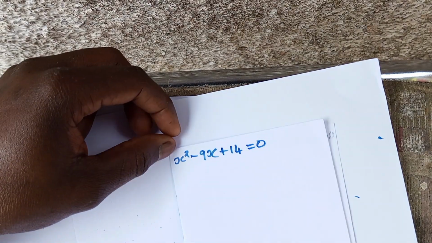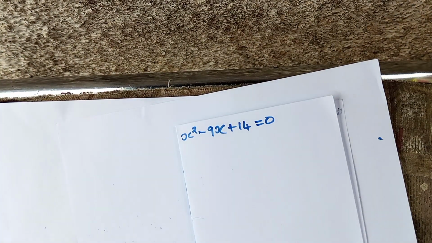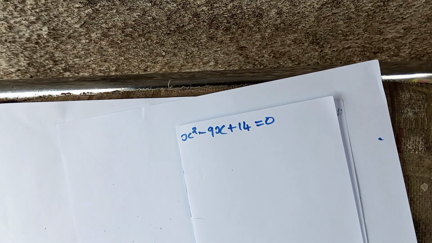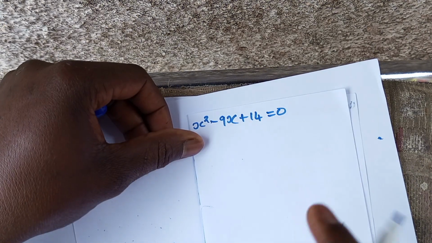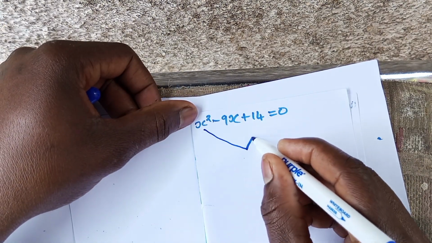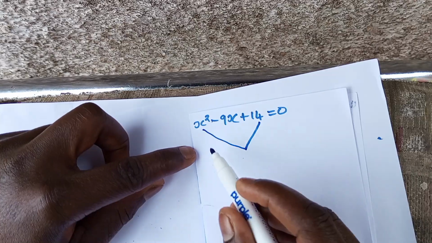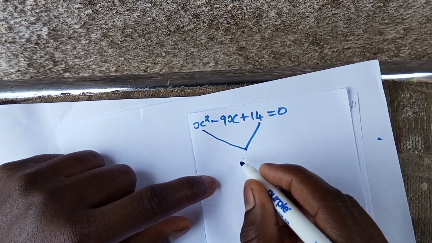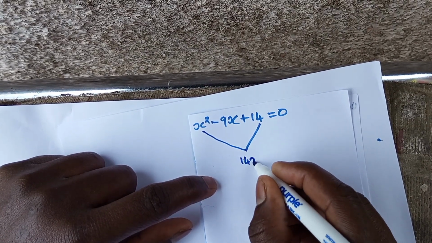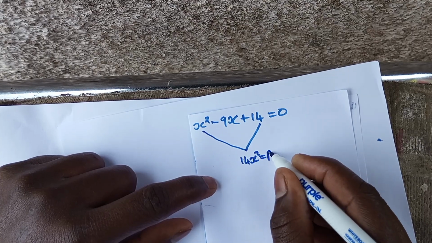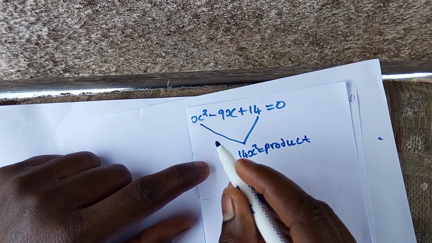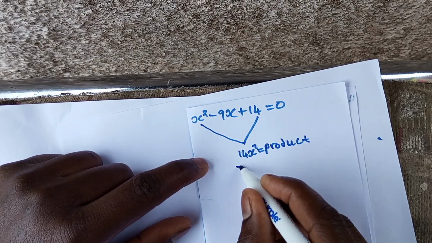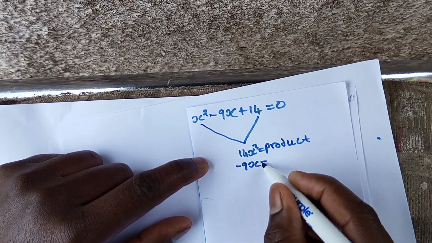equals 0. In this case, we are going to find the product, we are going to find the sum, then we are going to find the factors. Now let us solve. See this one and this one. If you multiply x squared times 14, you are going to get 14x squared. This one is the product. The sum now is minus 9x. Minus 9x is the sum.